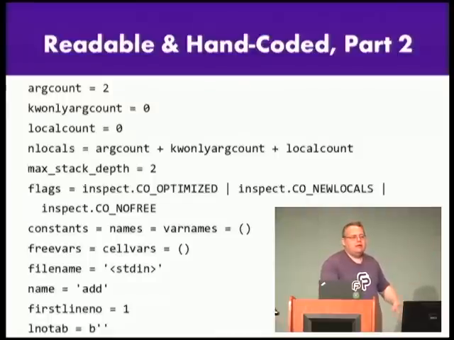That's hard to calculate because Python doesn't give you any of the information you need. I had to hand calculate that myself for my assembler. Flags, this is that mysterious flags number that was 71, I think, on gunk.